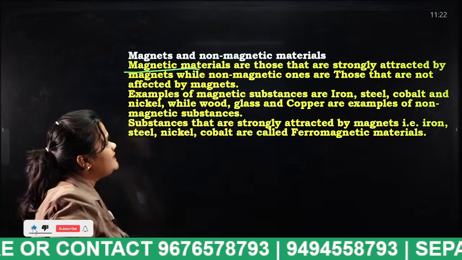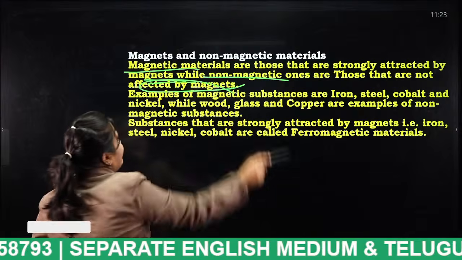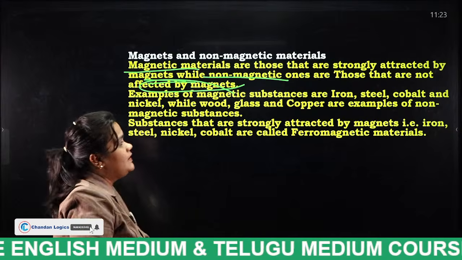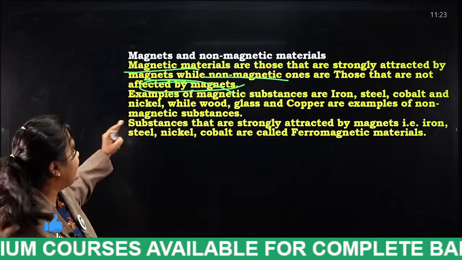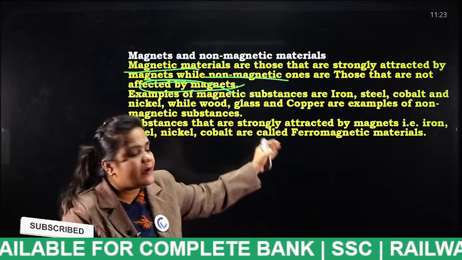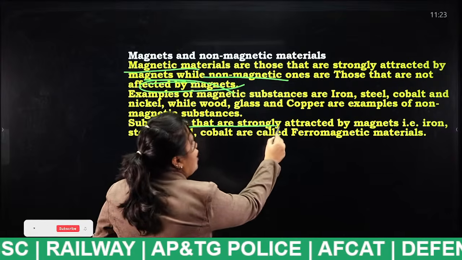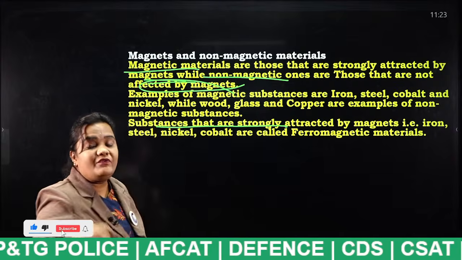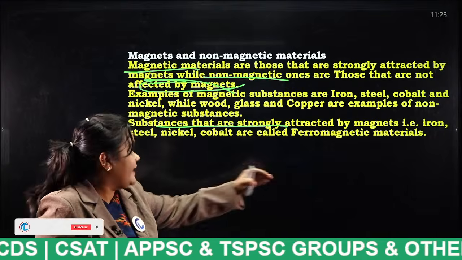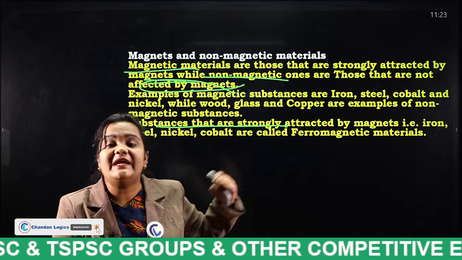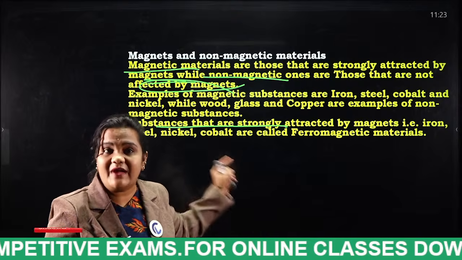Magnetic materials are those that are strongly attracted by magnets, and non-magnetic ones are those that are not attracted by magnets. Examples of magnetic substances are iron, steel, cobalt and nickel, while wood, glass and copper are examples of non-magnetic materials. Substances that are strongly attracted by magnets, like iron, steel, nickel and cobalt, are considered as what, students? Ferromagnetic materials. Very, very important.